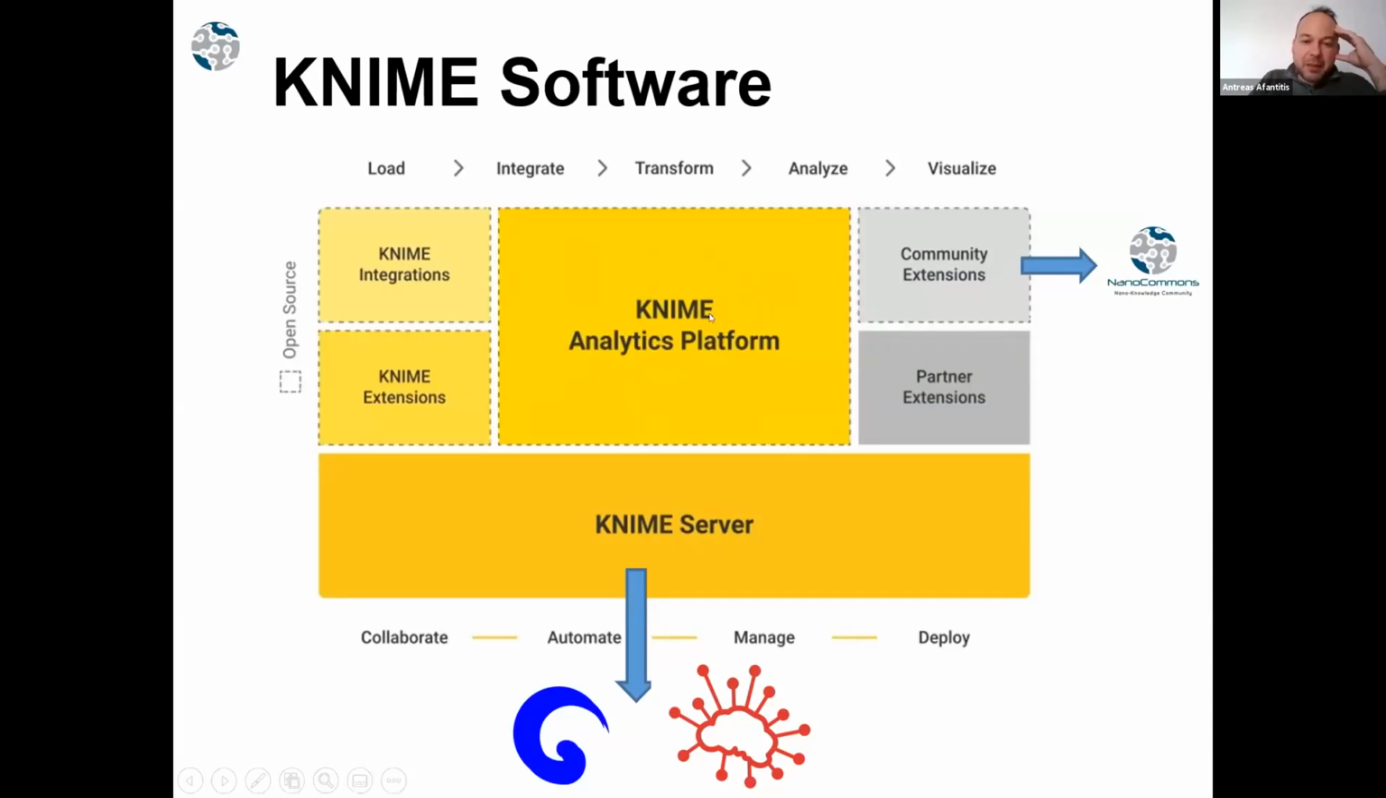In the middle is the KNIME Analytics Platform. There are the integrations, the extensions, the community extensions in which NanoCommons nodes will be available, and also some partner extensions. There is also a commercial version, KNIME Server, with which you are able to export the model as a web application. But in NanoCommons we have two very nice solutions to export the developed models as web applications with graphical user interfaces. We have Analos and Chatbot.